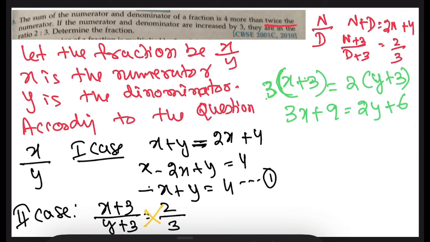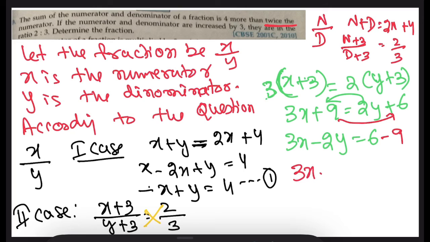Now, all the variables to be on one side. So, 3x, bring this 2y this side, so plus 2y will become minus 2y equals 6. Then the constant 9 will also go to the other side, so 9 will become minus 9. So, our equation has become 3x minus 2y equals minus 3. This is our second equation.